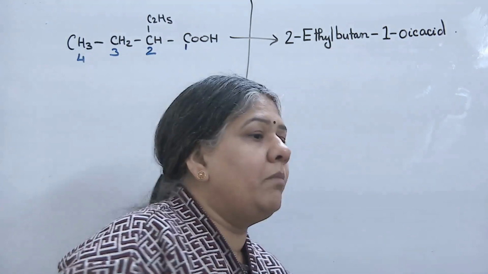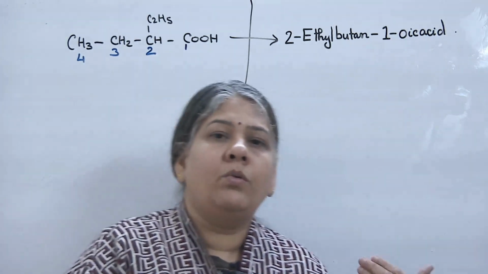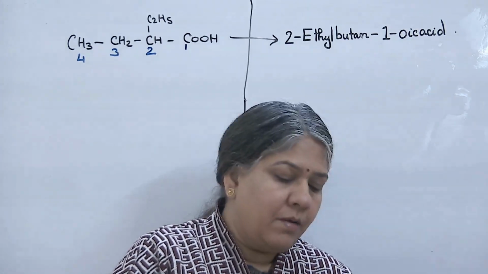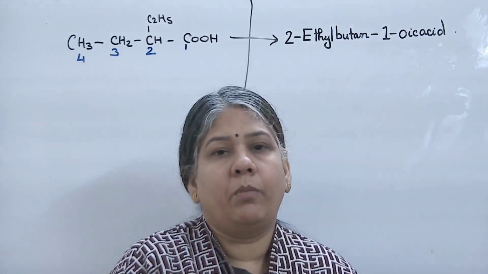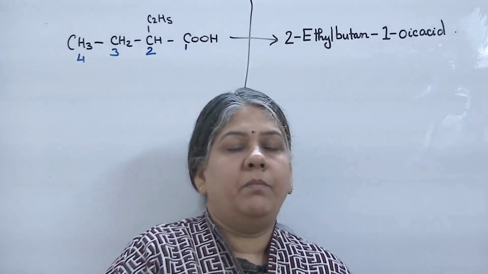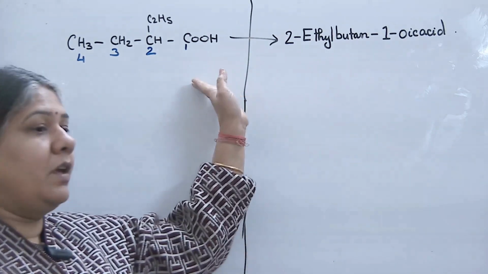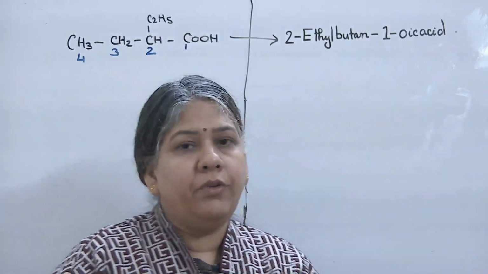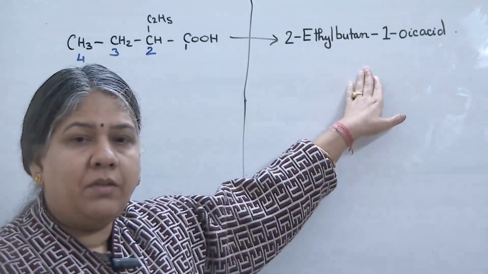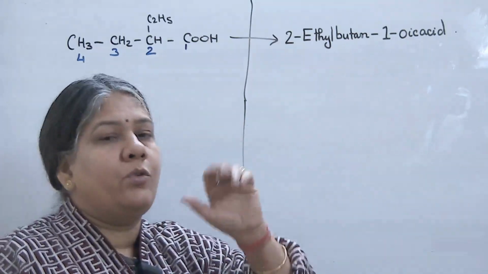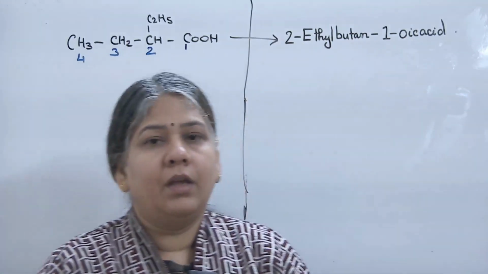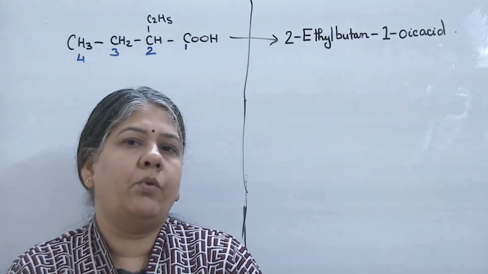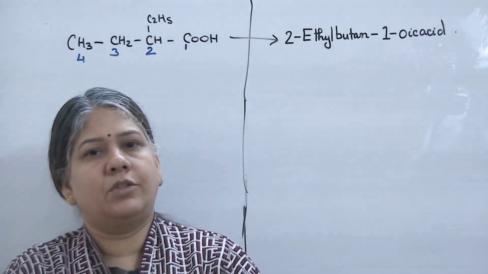This is the way you number and name the compounds. See, in next video we'll take up another set of problem where the structure will be given. Here structure is given and then we are naming the compound. In the next video we'll practice when the name is given and we have to draw the structure, that is reverse way. So if you practice both ways, you will become thorough with the naming and writing the structure both.